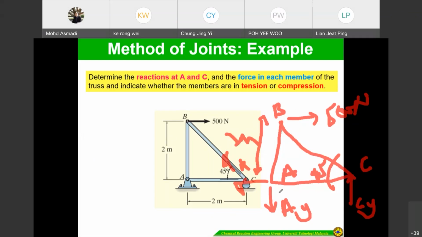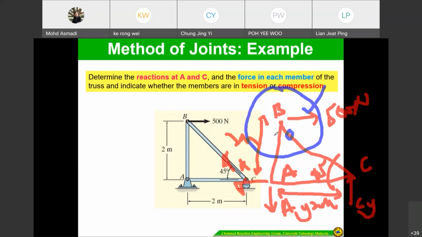2 meter, and also 2 meter. Okay, so that is the whole free body diagram. And maybe we can start from B. Okay, we can start from B, because this one is unknown, unknown, unknown; this one is unknown, unknown, unknown, unknown. Four unknowns. This one is two unknowns, one known.